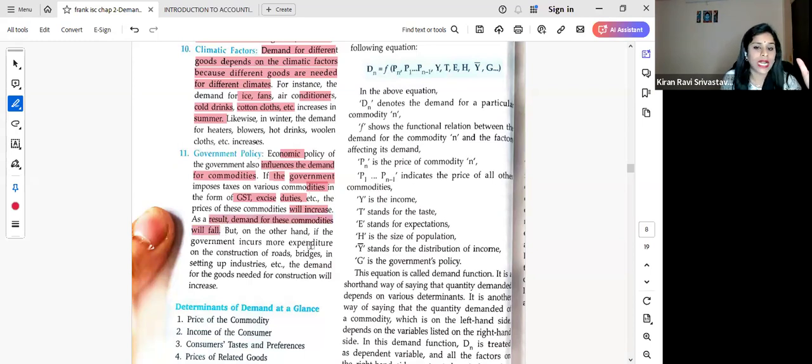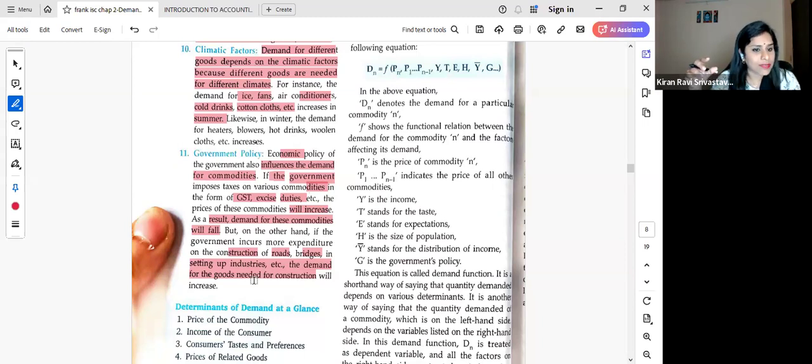But on the other hand, if the government incurs more expenditure on construction, roads, bridges, and setting up industries, etc., the demand for construction goods increases. What does the government do? The government collects taxes, and with the collected taxes, it constructs roads and bridges. It develops infrastructure, and not just infrastructure but various facilities like education and hospital facilities. All these things the government does by spending.